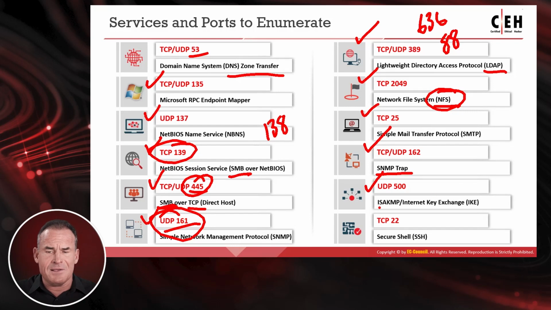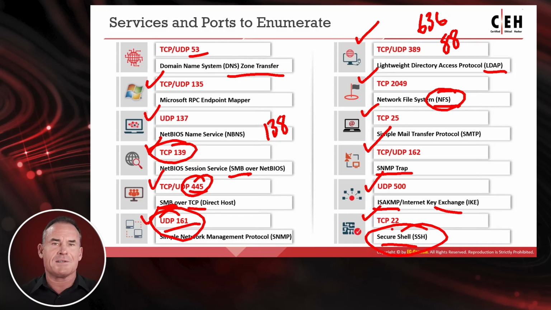UDP 500 is the Internet Security and Key Management Protocol, or Internet Key Exchange. This facilitates the establishment of an IPsec connection primarily. We'll talk more about that when we get into session hijacking. We'll talk more about that when we start talking about different types of transport encryption and tunnel mode encryption. All right, TCP 22, Secure Shell. This is the encrypted alternative to what are otherwise clear text administration protocols like Telnet and the old Berkeley R-Login. This generally implies it's some kind of box, but not Windows.